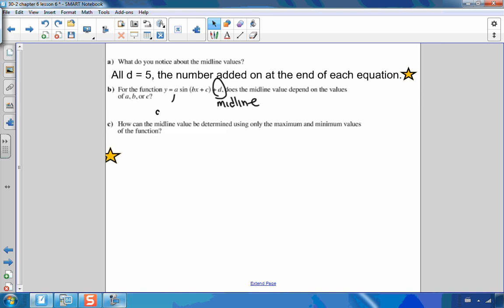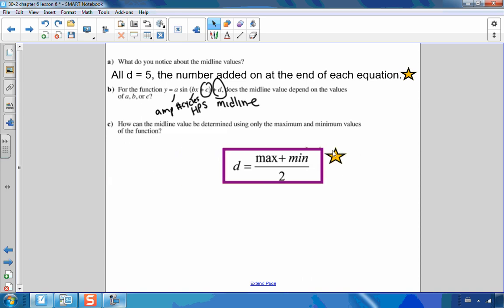Okay, this is your midline value. Your a is your amplitude. That's just the distance from the midline to the max, midline to the min. Your c value is just your horizontal phase shift. And your b value is used to determine period. It's the number of cycles in 2 pi radians. So the only thing the midline value depends on is the value of d. How can the midline value be determined using only the max and min values? Well, since it is the average height, I take the max and the min, add them up, divide by 2.